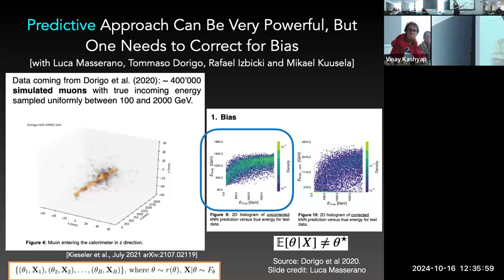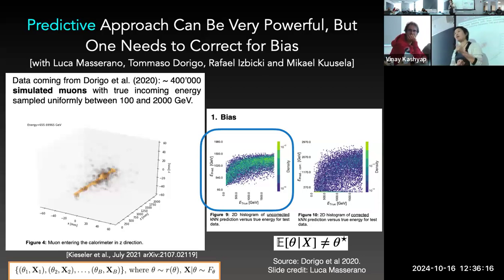So I know the truth because it's simulation. So this is the true energy for all these 500,000 neurons, and this is the predicted one. And in your predictions, you have this bias, a high energy, which is actually the region we're interested in, and you can try to correct for it.